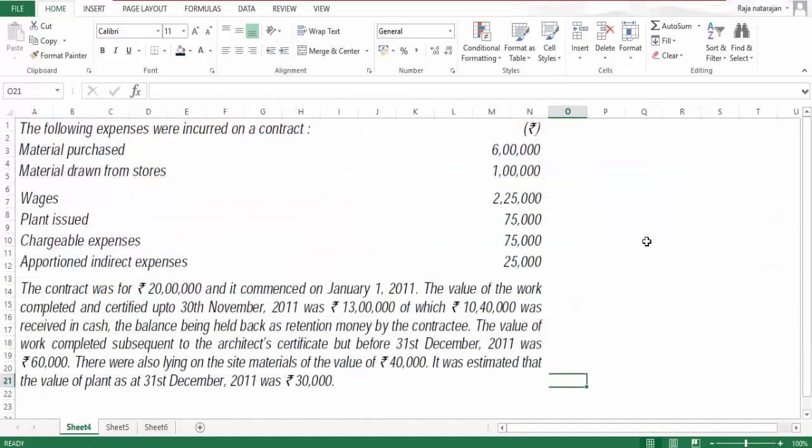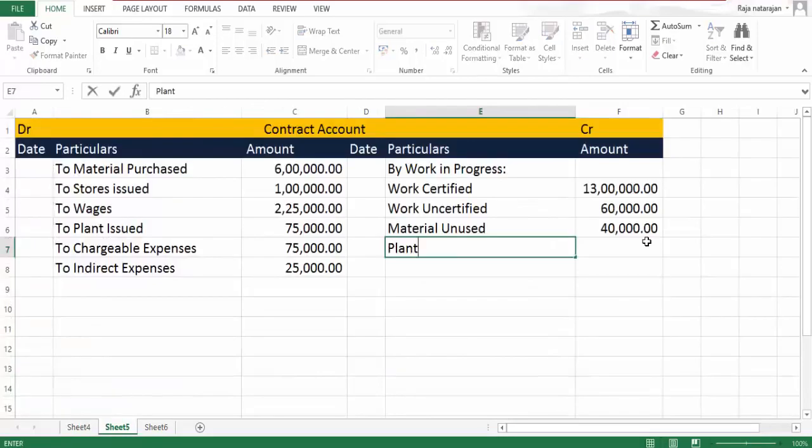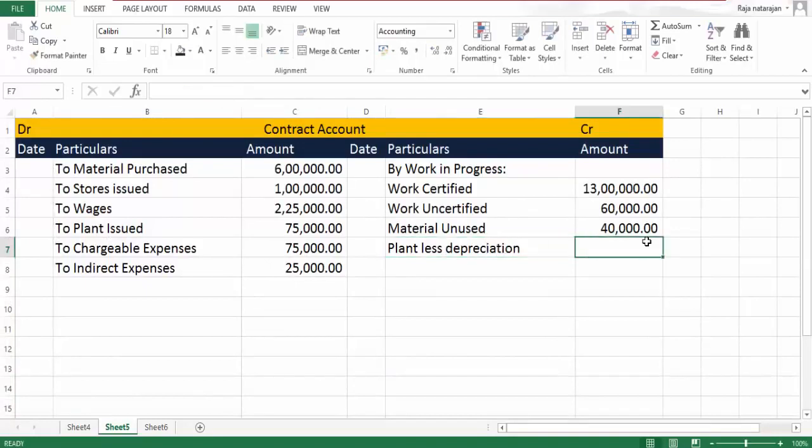Similarly, there is also the plant less its depreciated value, right? Because we have the value as 30,000. So that's the value of the plant. So we'll say plant less depreciation is 30,000. So what we can conclude is the plant, when it was issued, was 75,000, and at the year end it is 30,000. It means the plant got depreciated by 45,000.